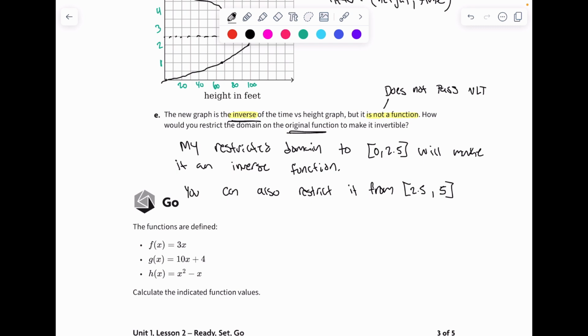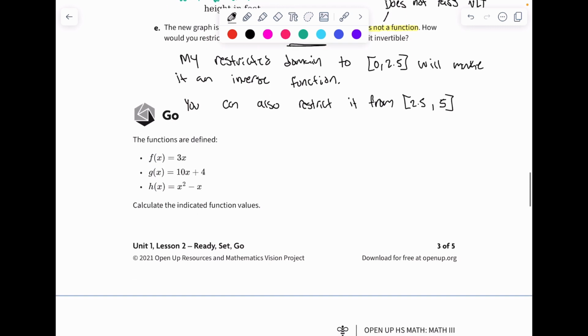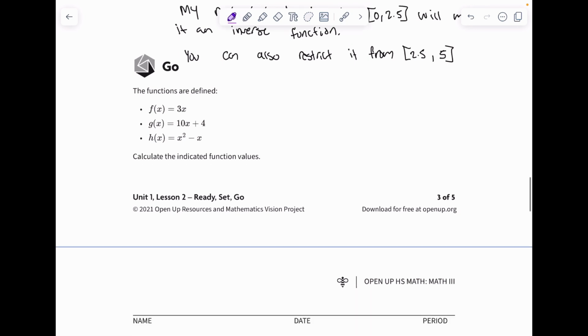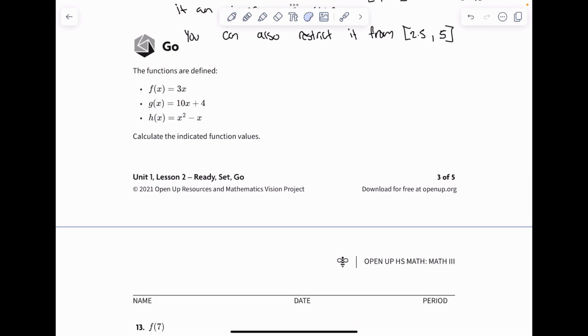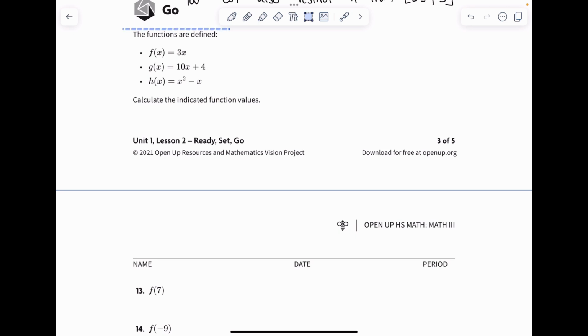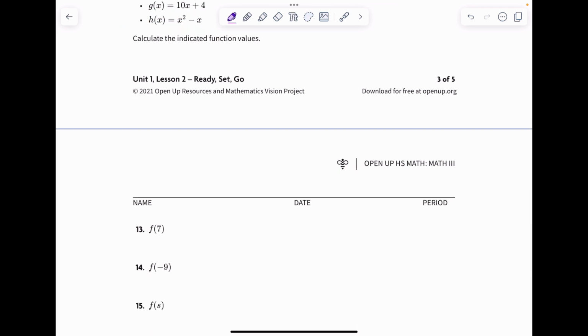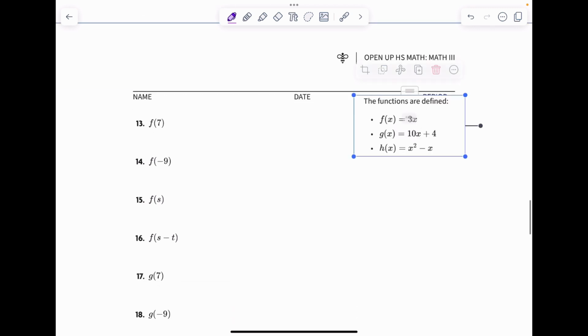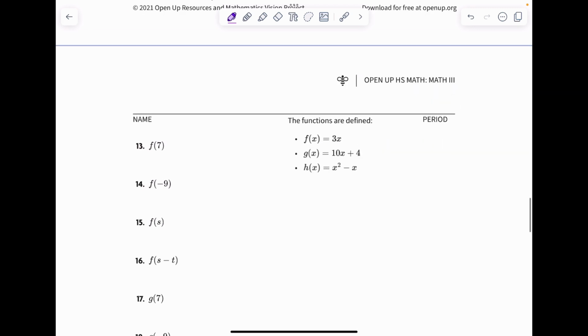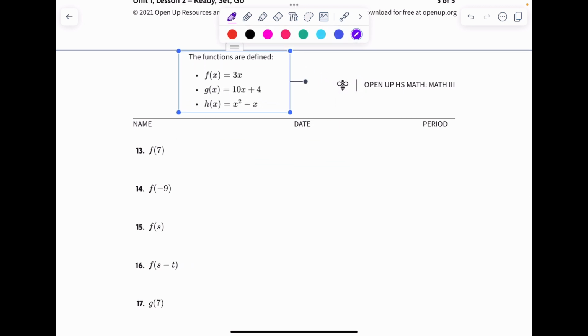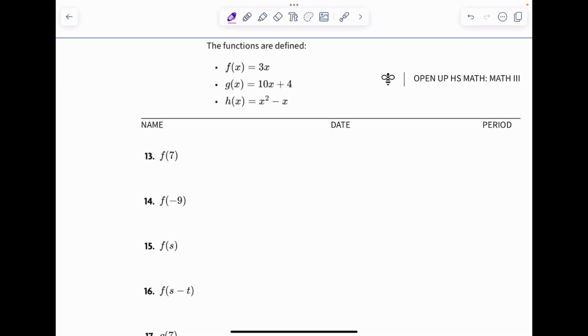Now, for the good part, are Go problems. We're going to use these, the functions are defined. So I have three little functions, right? And I want to calculate the indicated function values. I'm going to put these right here at the very top so I can see them. Perfect. So these are functions: there's f of x, g of x, h of x. These are three different functions.